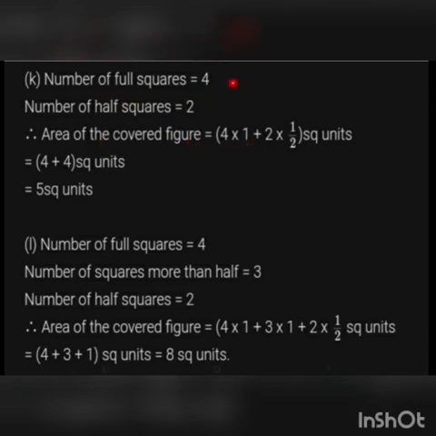We are taking full squares as 1 unit. So 4 into 1, 4. Then half squares, we are having half. So 2 into half, 2 halves make 1. So 2 into half is 1. So what is the area? 4 plus 1, 5 square units.